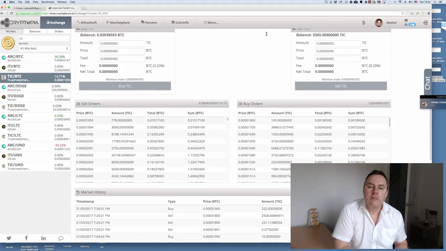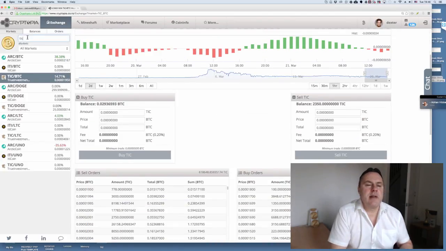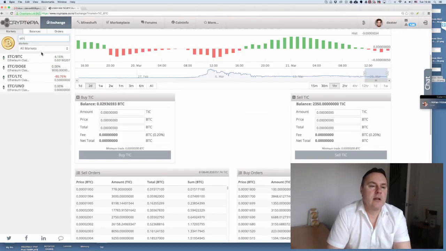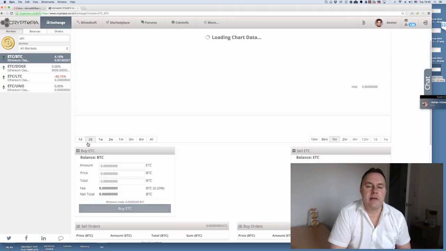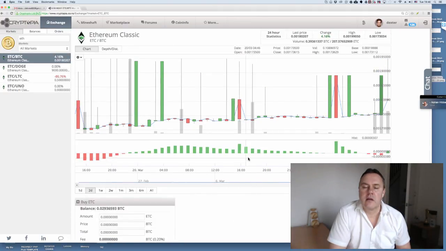And it all depends on the prices. You know, it's very simple. You can do that on Bittrex. If I want to buy Ethereum, ETC, you go ETC. I don't deal with Ethereum, but maybe, why not?